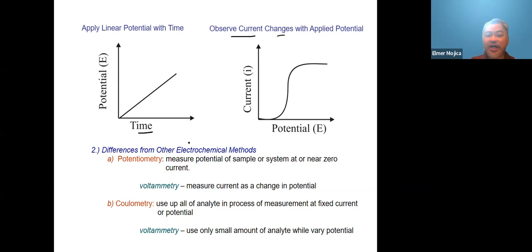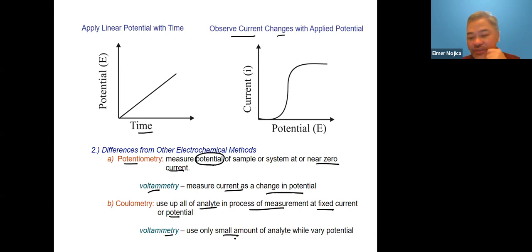Okay, so how is this different from potentiometry? So when we look at the potentiometry, it measures your potential at near zero current. Voltammetry measures current as a change in potential. So si change mo yung potential, titignan mo yung corresponding change ng current. Coulometry, it uses up the analyte in the process of measurement at fixed current or potential. Voltammetry, you only use small amount of analyte. So kailangan mo lang yung maliit na sample. That's why this is very popular. Okay?